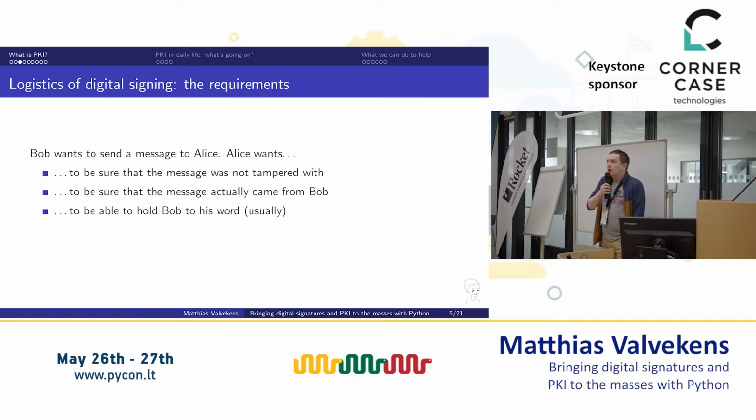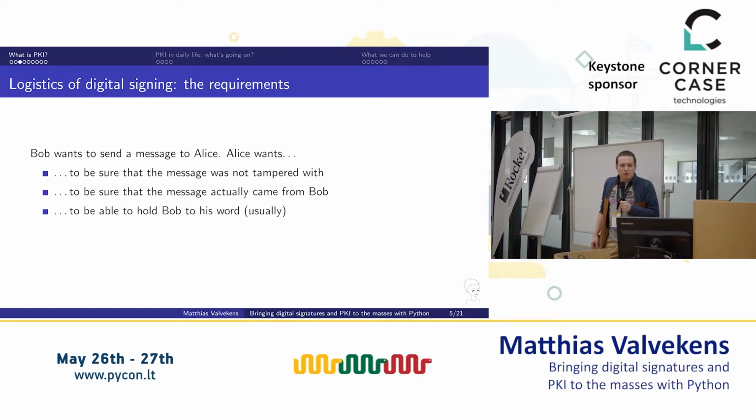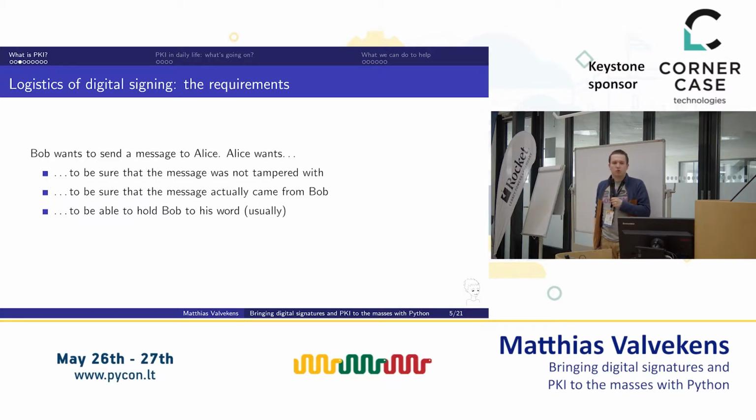Right. So the logistics of a digital signature. How does that actually work? The requirements usually have some variation, but the basic ones are usually always the same. And as is tradition, my two interacting parties will be called Alice and Bob, because everyone does that, so of course I should follow suit. The scenario is that Bob wants to send a message to Alice, and Alice wants to make sure that certain properties are satisfied. She wants to make sure that the message was not tampered with in transit. That's an integrity requirement. Then she wants to make sure that the message actually came from Bob and not someone pretending to be Bob.